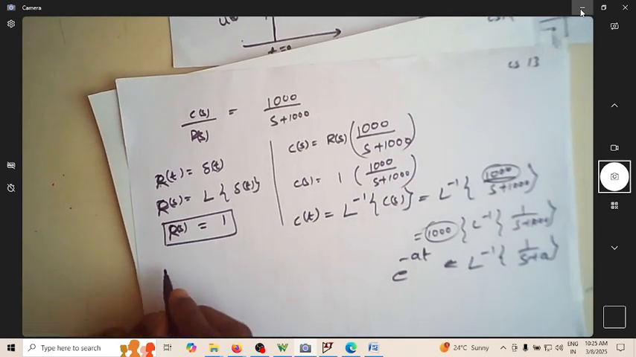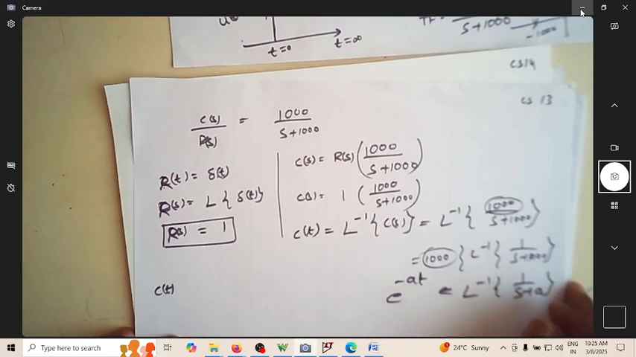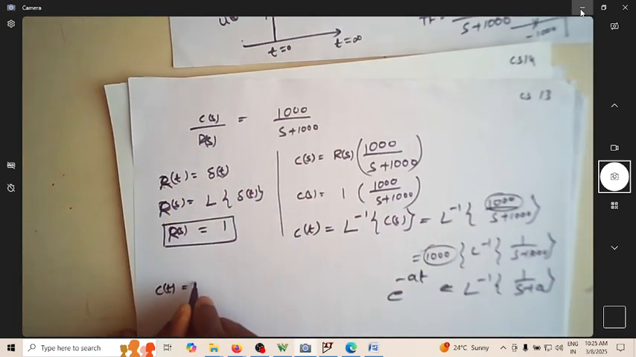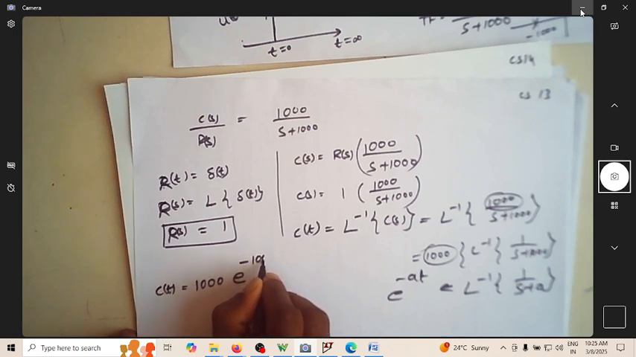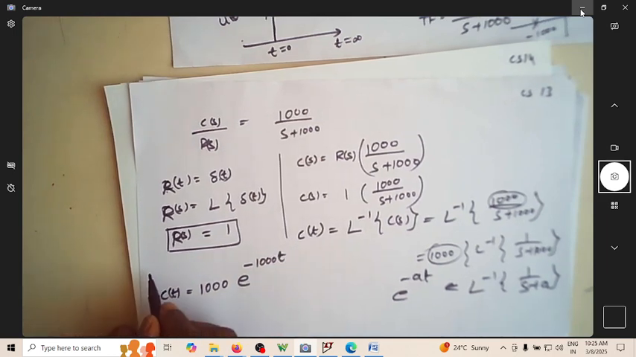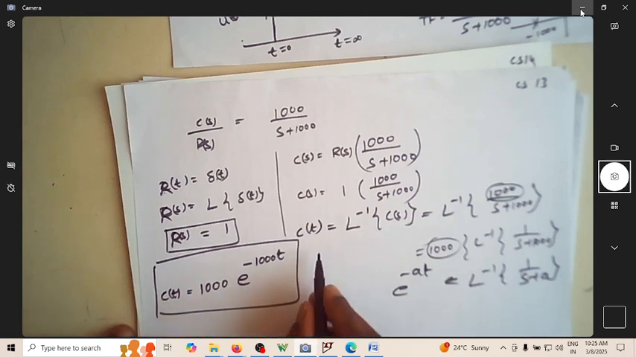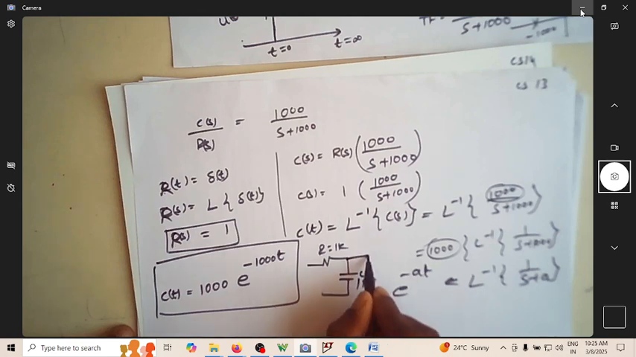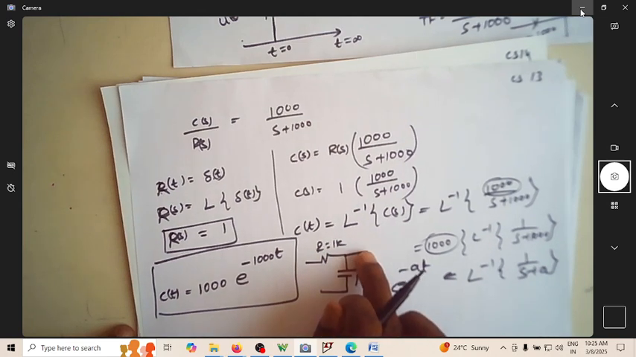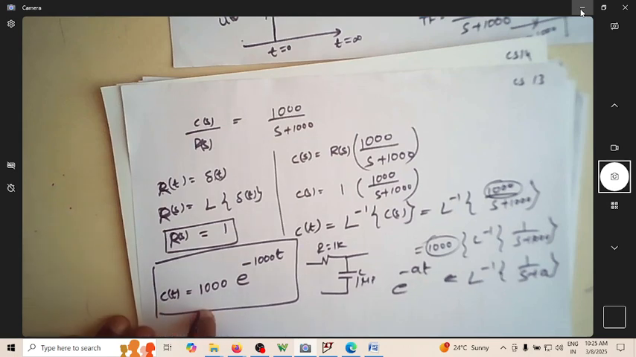So can I now write C of t of this system, having this transfer function, for an input as delta function, as equal to 1000 e power minus 1000 t? Correct? This is my C of t. This is the C of t for a system having R equal to 1K and C equal to 1 microfarad. The output you are getting here, C of s, is my output Laplace, and C of t is the output in time response.